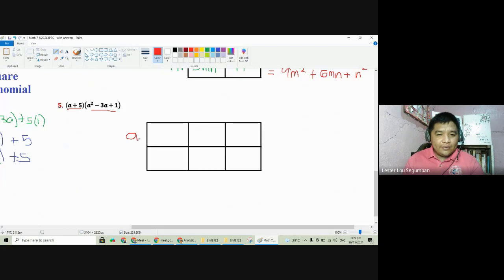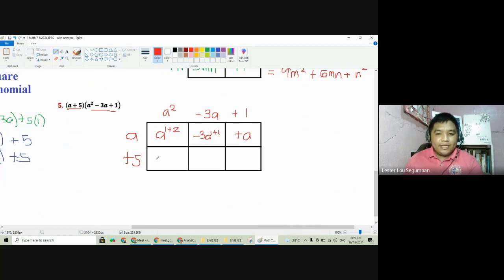So you have here a, and we have here plus 5. For the top, we have three terms: a squared, the negative 3a should be here, and you have here plus 1. Okay? And this one, you have here a times a squared, so you have a cubed. I am starting with these terms here. Next, again, we have a here. a times negative 3a is negative 3a squared. And then you have a times 1, and finally, a times 1 is positive a, or 1a, if you would like to.